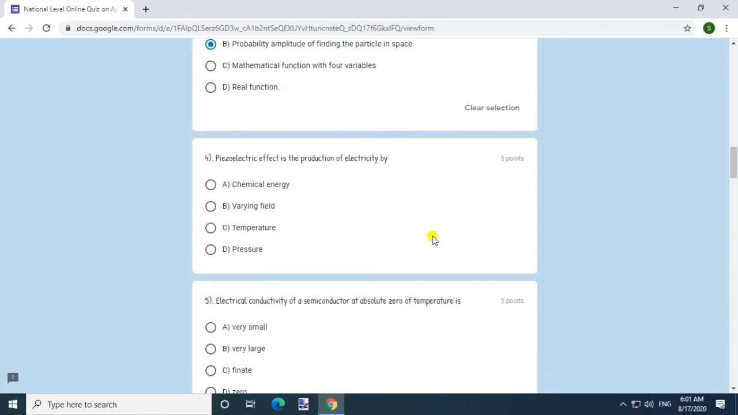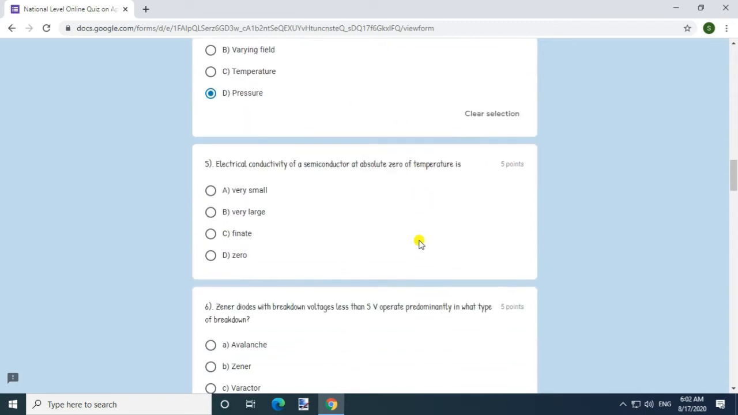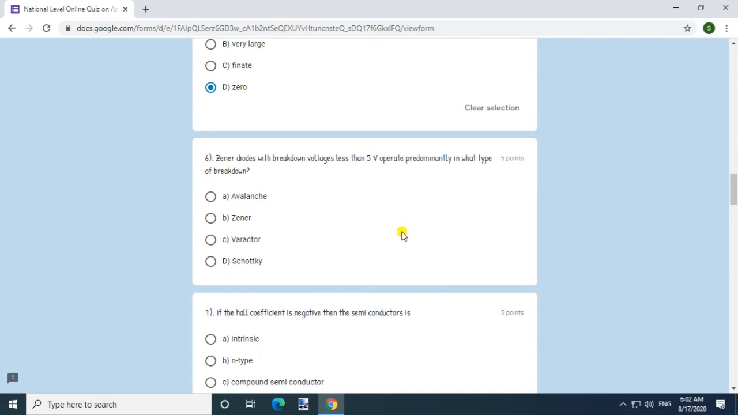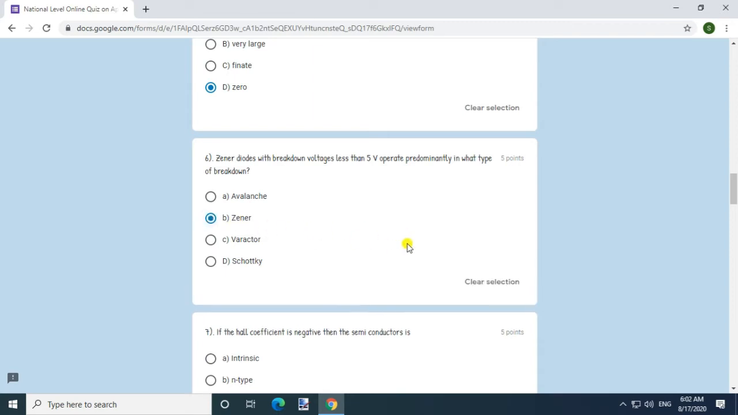Question 4. Piezoelectric effect is the production of electricity by. Answer B, pressure. Question 5. Electrical conductivity of a semiconductor at absolute zero of temperature is. Answer D, 0. Question 6. Zener diodes with breakdown voltages less than 5 volts operate predominantly in what type of breakdown? Answer B, Zener.